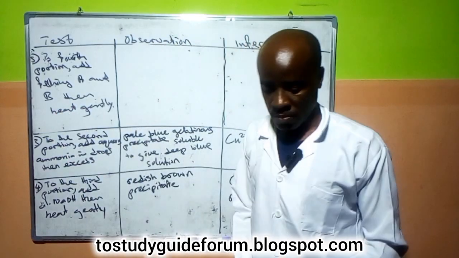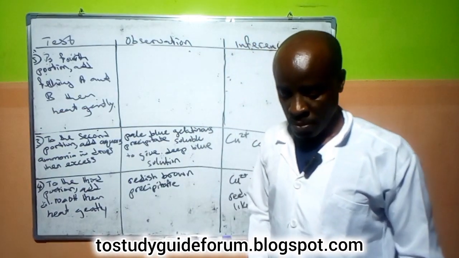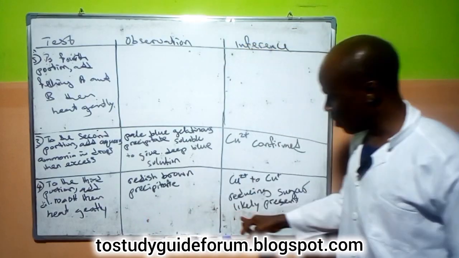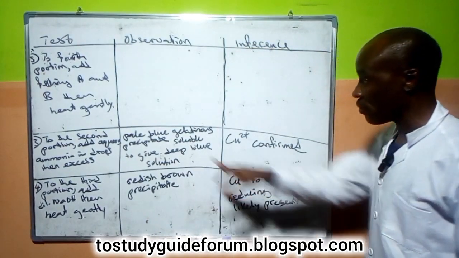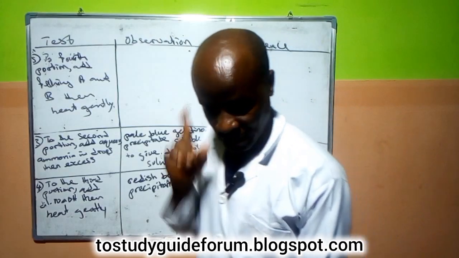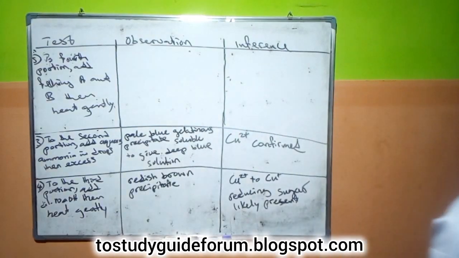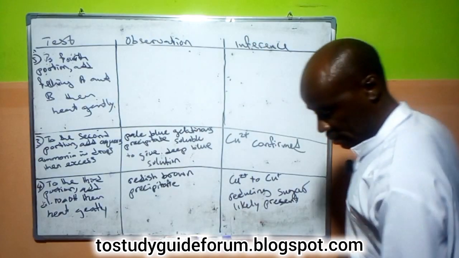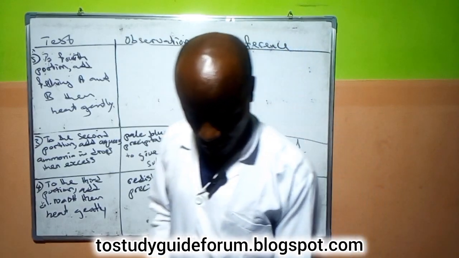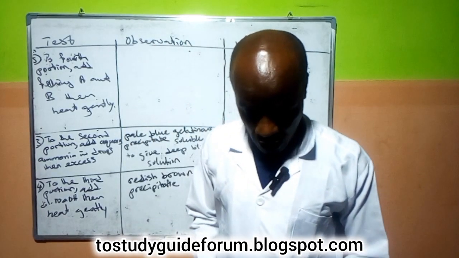Then heat gently. That is what we are going to do now, because now we have found something that looks like a reducing sugar. We need to test for reducing sugar, which is likely to be our last test. The test now is for the reducing sugar. Let's look at what we have.